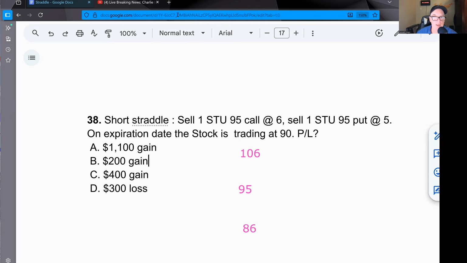So we go in, and it went to 90, which is 4 points away from a break even. There is your $400 gain. Love it. We go two more.